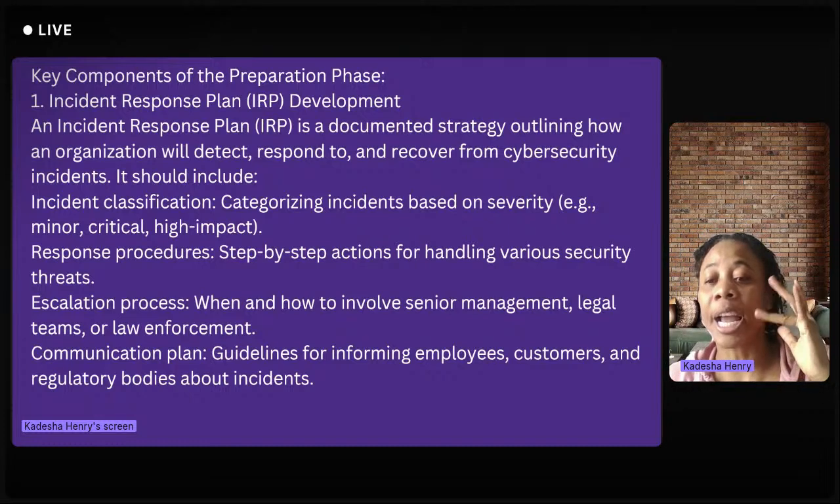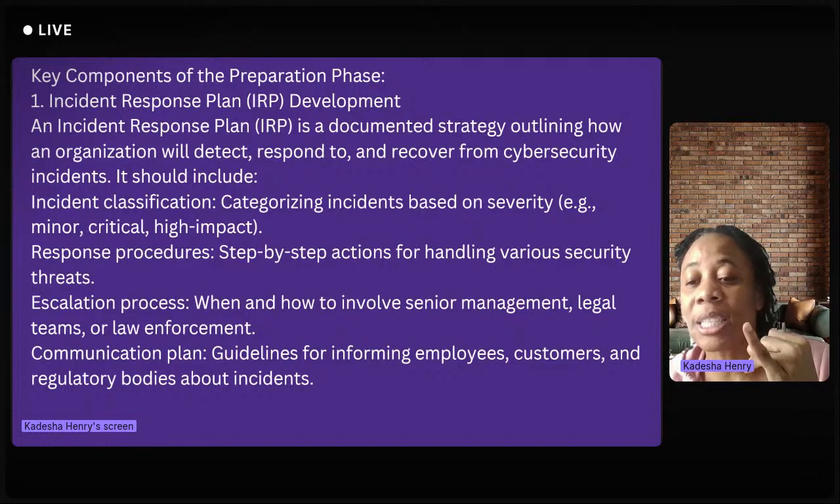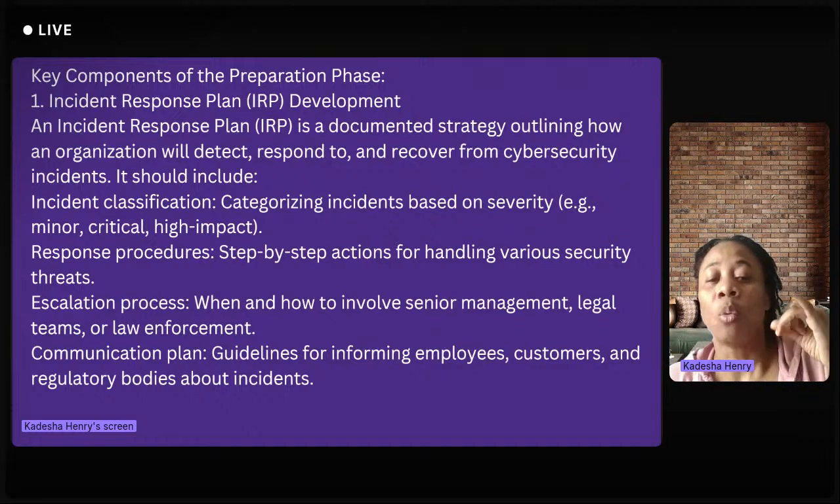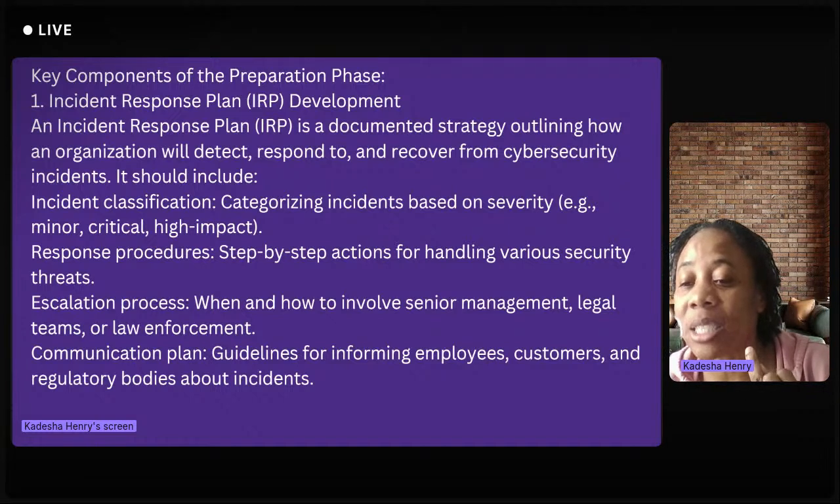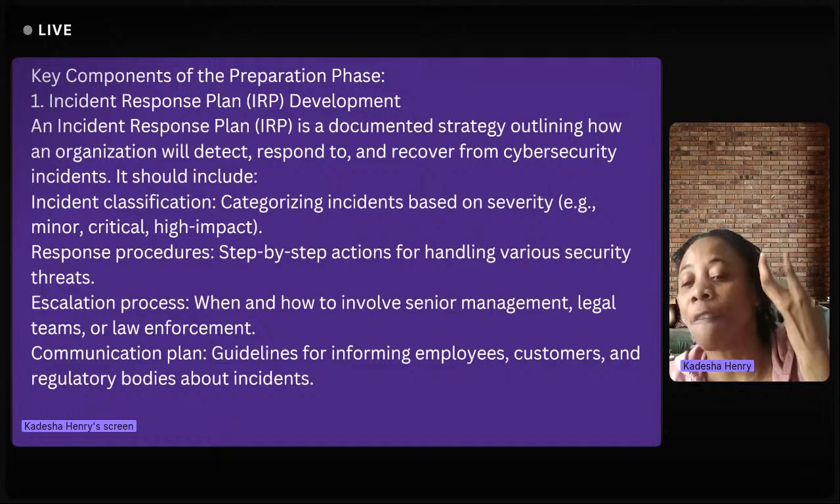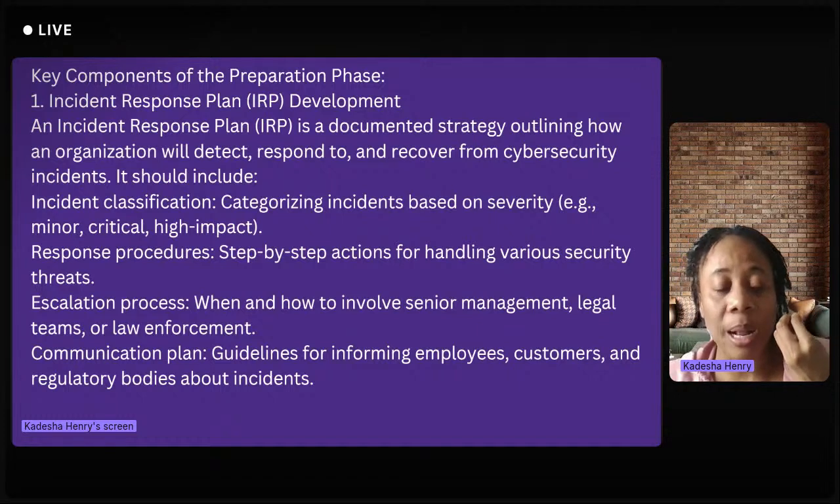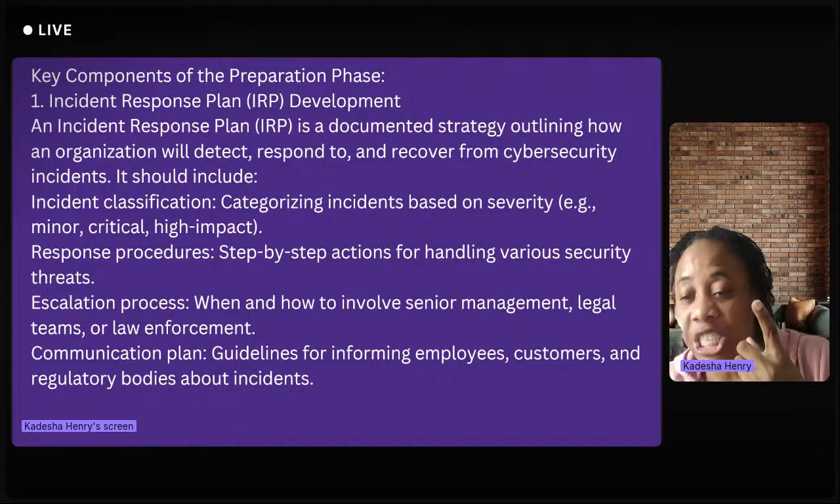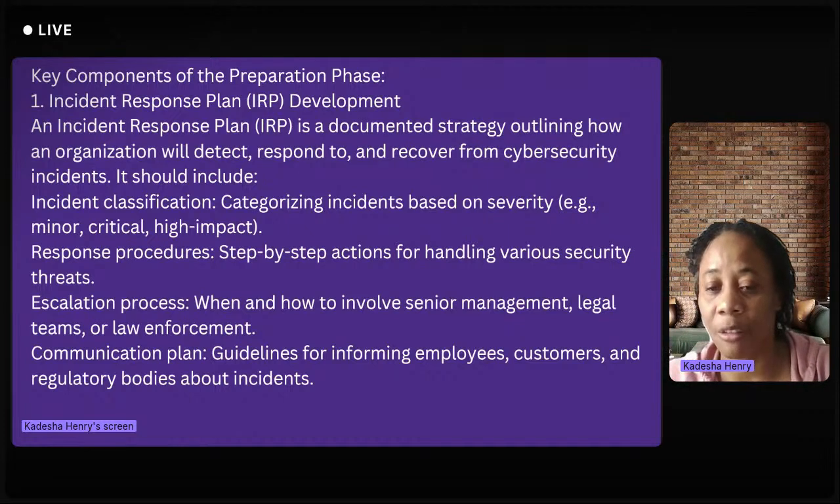So we looked at what incident response is. We looked at why we need an incident response plan. And we looked at the key components, what is a part of the preparation phase. So the first phase in the incident response plan is the preparation phase, and we looked at the key components of the preparation phase. Okay?